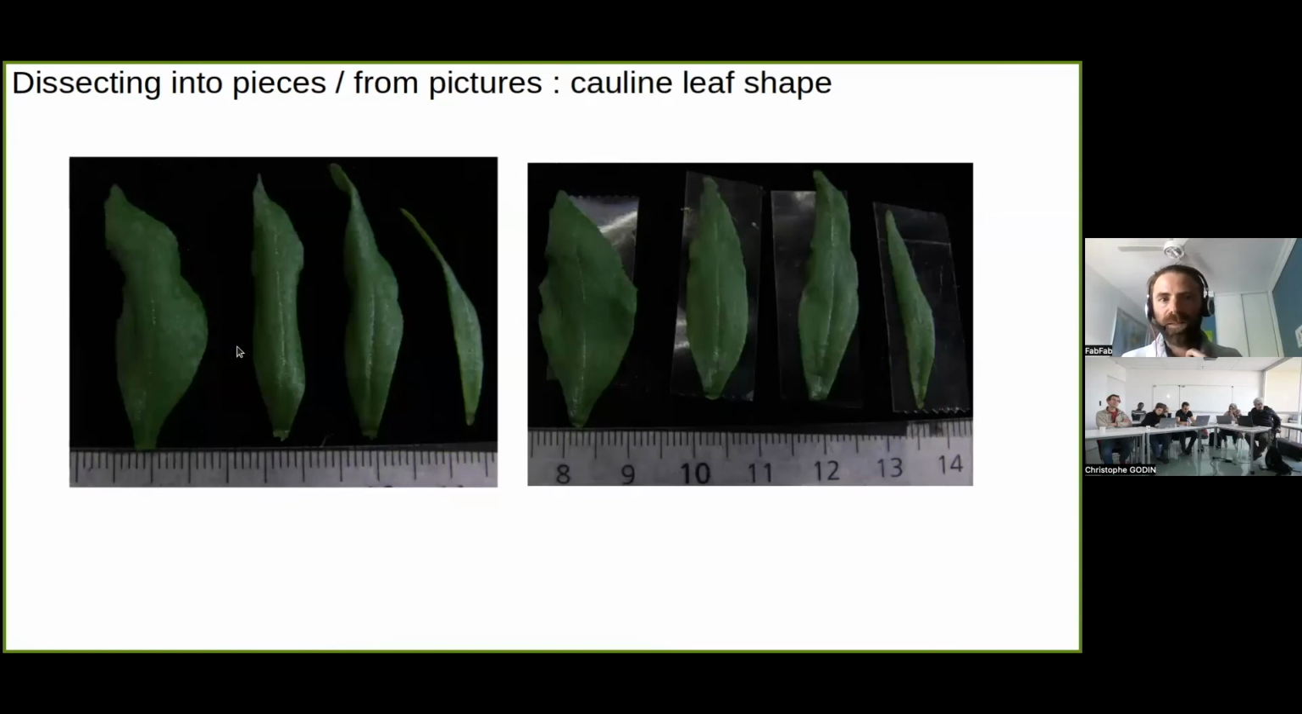Okay, and since I told you I was really interested in leaf shape, especially cauline leaves, here, for example, I just took some pictures of cauline leaves, just separated, in their native shape. And here I just spread them on a tape, so that you can have an idea of their fully flat shape and how this flat shape curls into this final native shape.